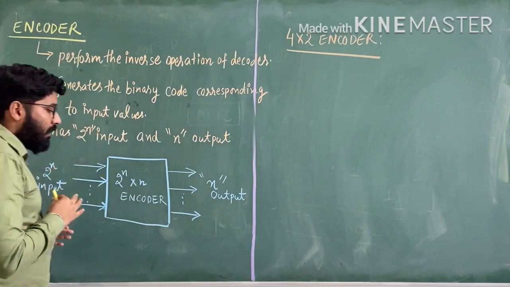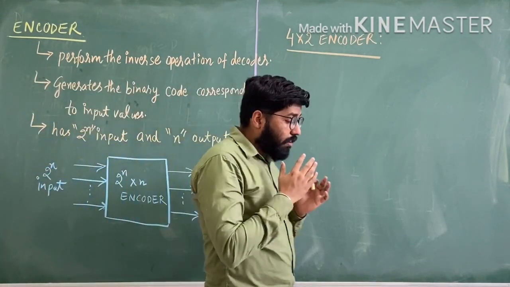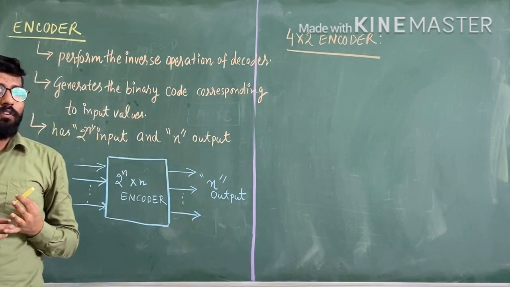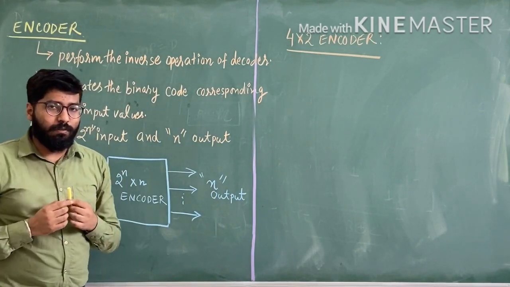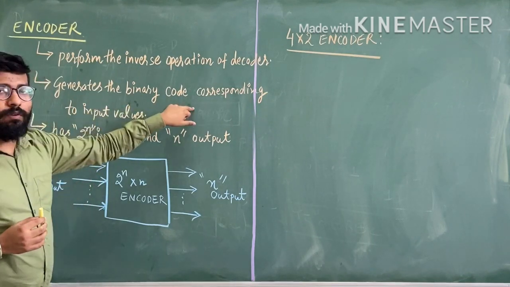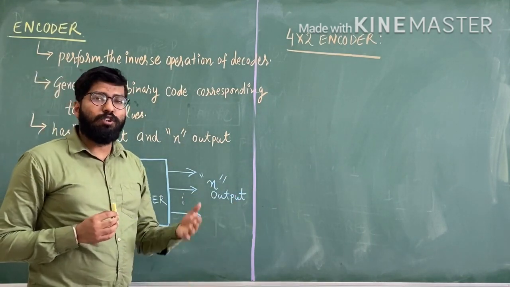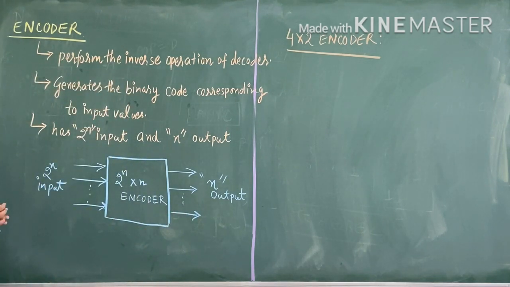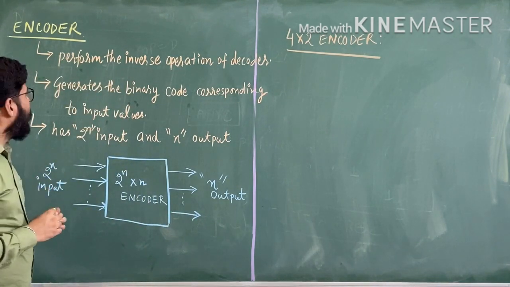In the decoder, we have the binary codes, and we generate the decimal code, octal code, and hexadecimal code. But in the encoder, we generate a binary code. In the output, we have the value 0, 0, 0, 1. In this way, we have an output. So in this way, we design an encoder.